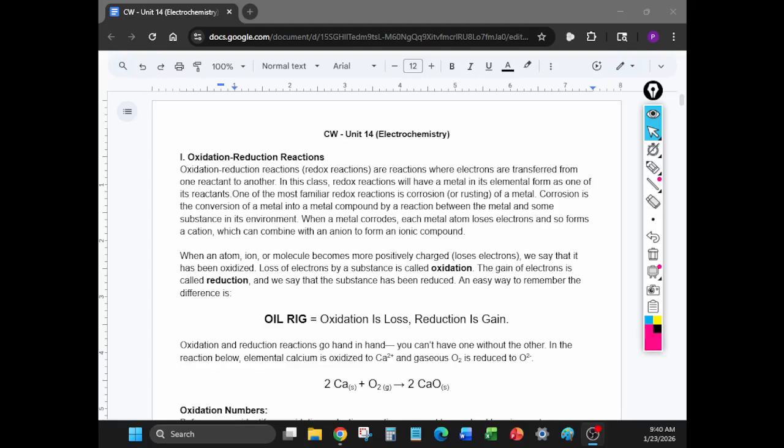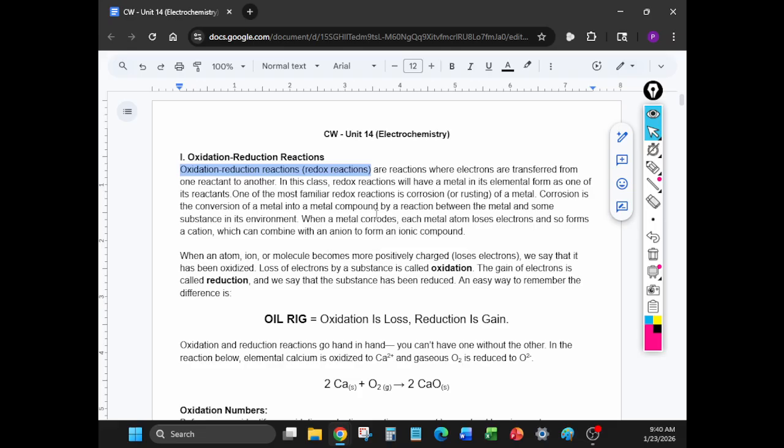Alrighty, everybody. So welcome to the last unit of AP Chemistry. It is Unit 14, Electrochemistry. Now, before we get started, I do want to give you a heads up that this unit is very heavily centered around oxidation-reduction reactions, also known as redox reactions.